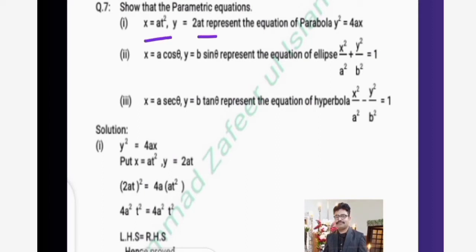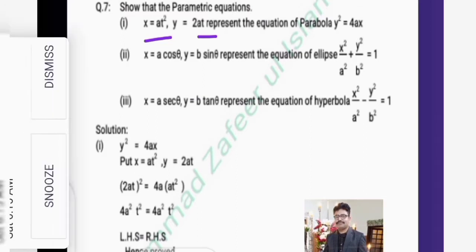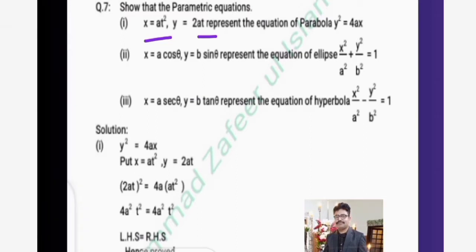If two equations have one variable in common, it is called a parameter, and these equations are called parametric equations. As you see, t is common in two equations, so it is the parameter. In the next part, theta is common, so theta is the parameter. In part 3 also theta is common in two equations, so theta is the parameter and these equations are called parametric equations.